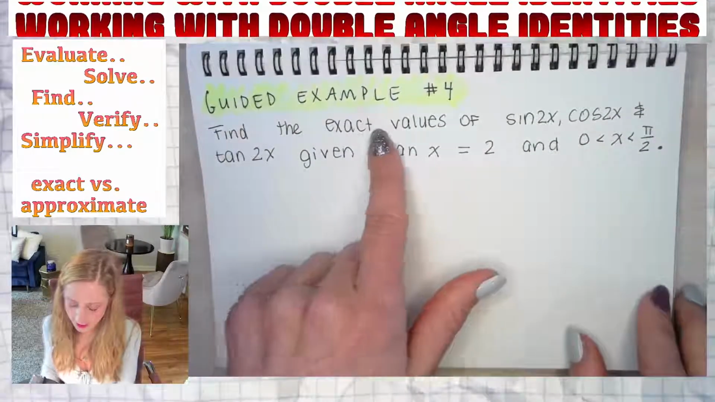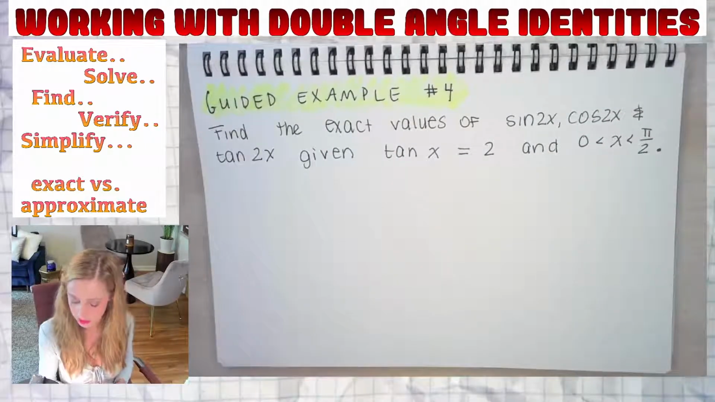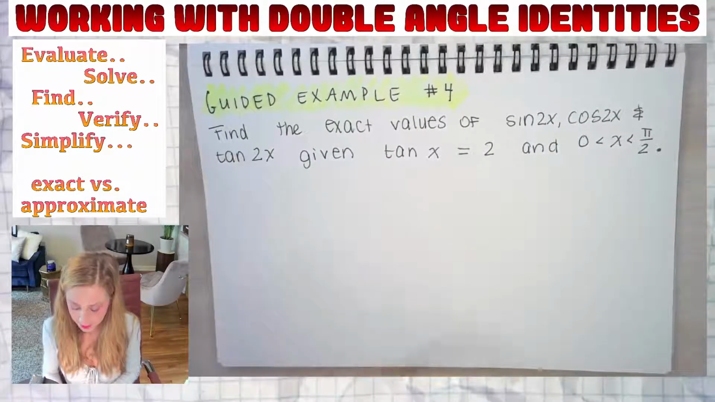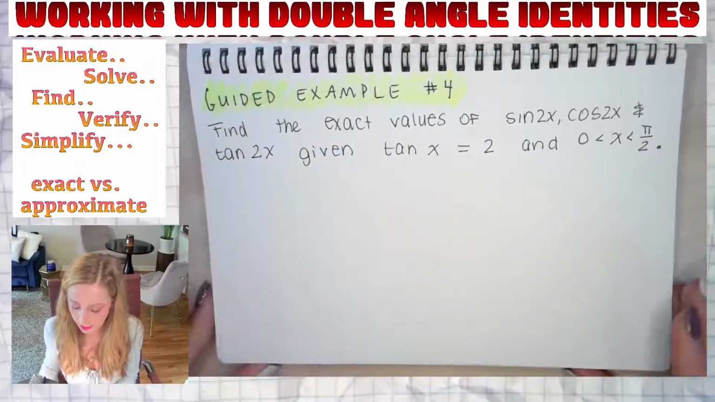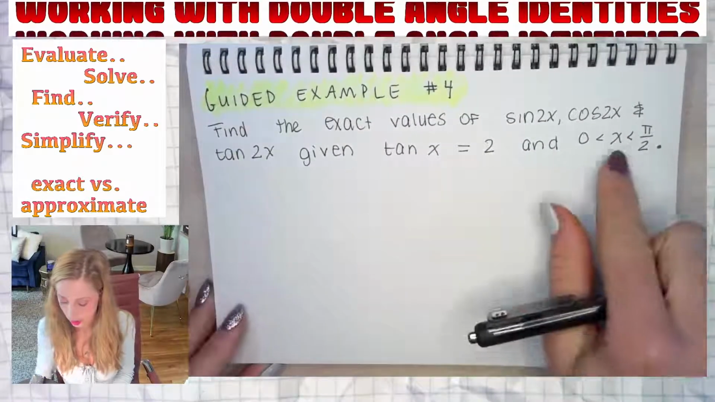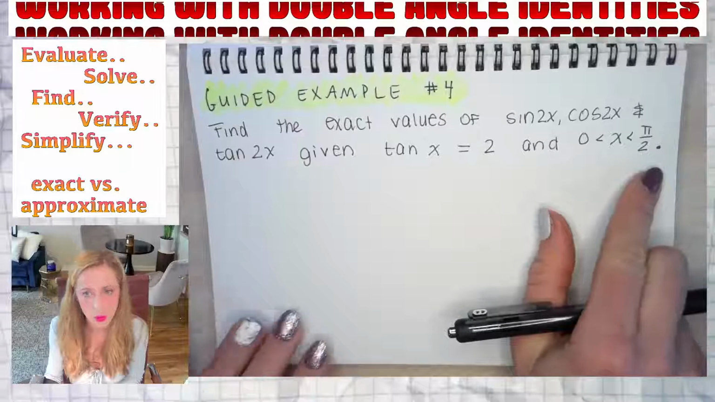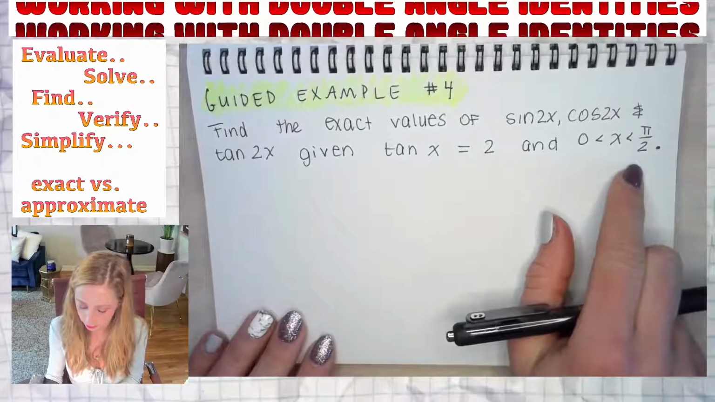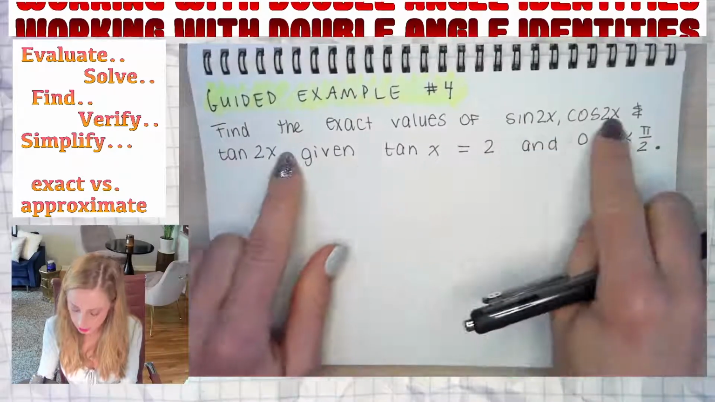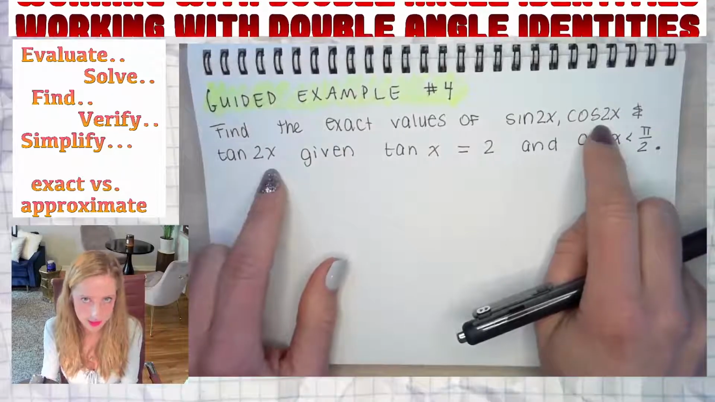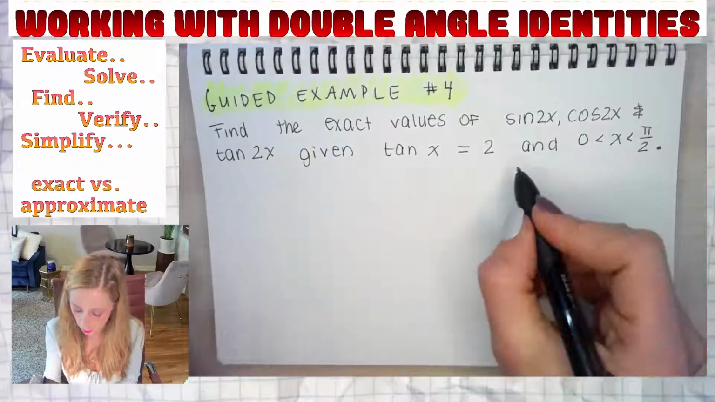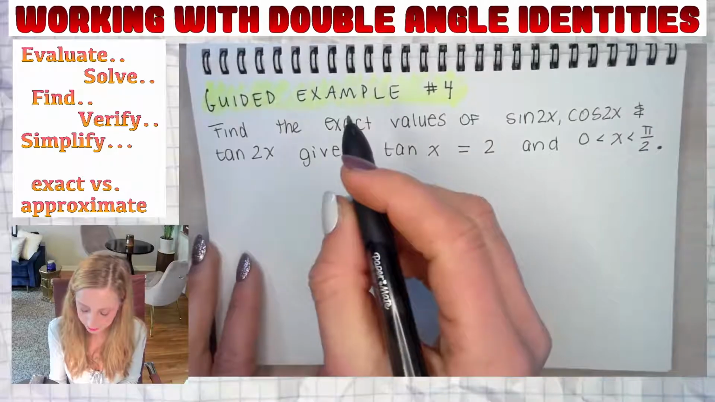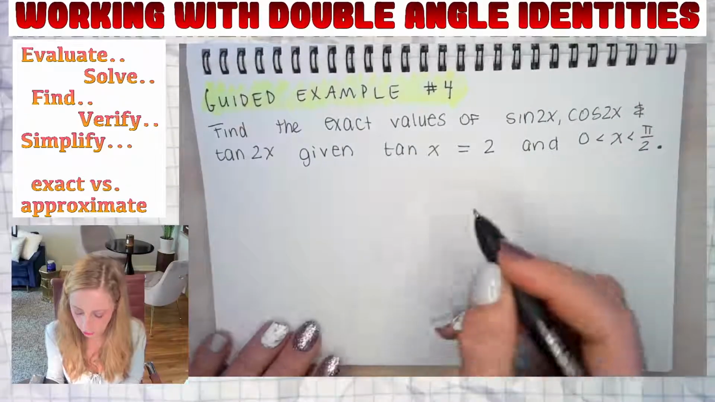Guided example 4: find the exact values of sine 2x, cosine 2x, and tan 2x, given that the tan of x equals 2 and x is between 0 and pi over 2. All right, I know I need to find these. I'm going to have to use the identities. I will write those down in a moment, but I want to draw my picture first.